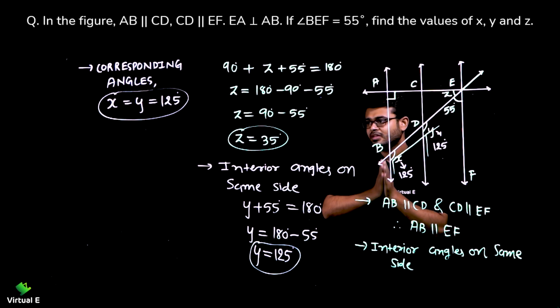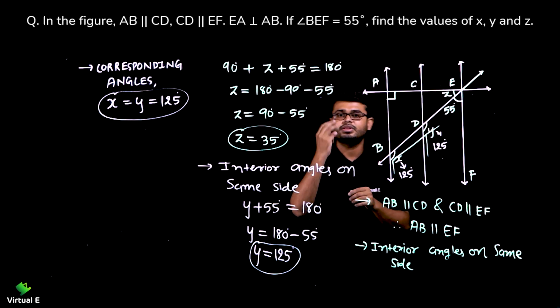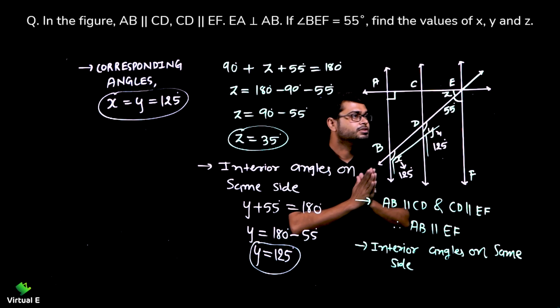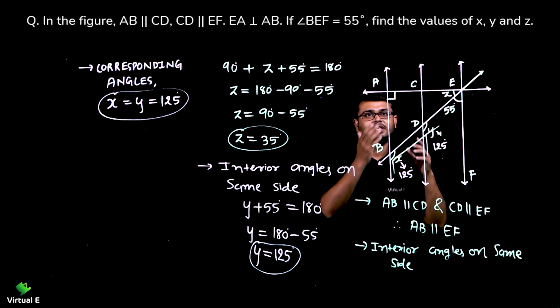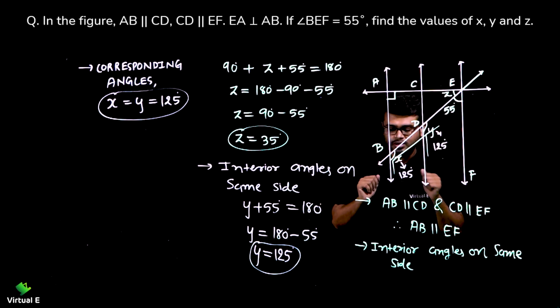So how to find this? Remember, this is the case with three parallel lines. This kind of questions are possible, right? So these two lines are parallel and these two lines are parallel. So we can say this and this line is also parallel.